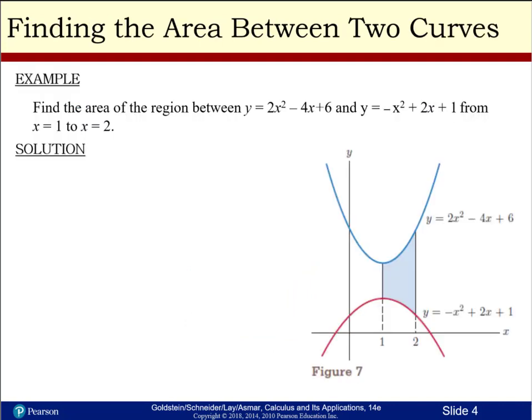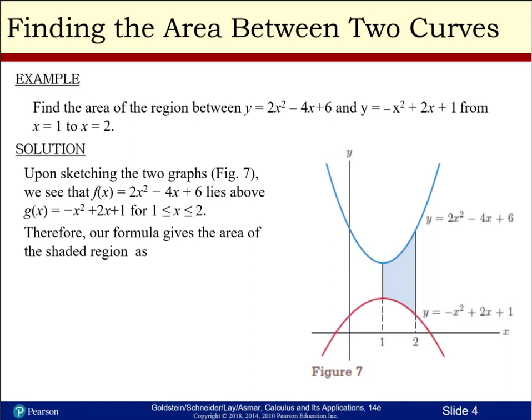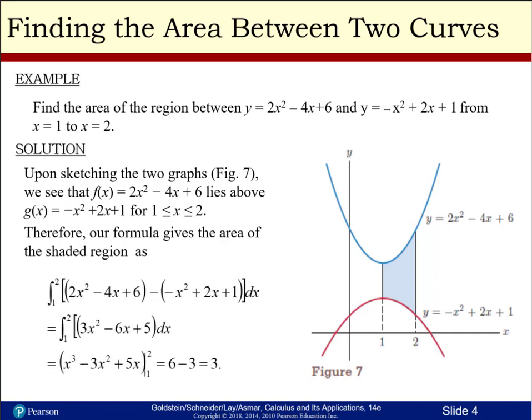We'd like to find the area of the region between y equals 2x squared minus 4x plus 6 and y equals negative x squared plus 2x plus 1 from x equals 1 to x equals 2. So for the solution of that, we're going to graph this, and we have this graph written here, and we can see we need to figure out which one's above. So you graph them, you figure out which one's above, and for ours, it looks like our f of x, where we have it equal to 2x squared minus 4x plus 6, lies above the negative x squared plus 2x plus 1. Therefore, we just plug this into our formula, subtracting off those two functions, finding that antiderivative and evaluating from 1 to 2. And you'll see that we get as that answer, that area is exactly 3.